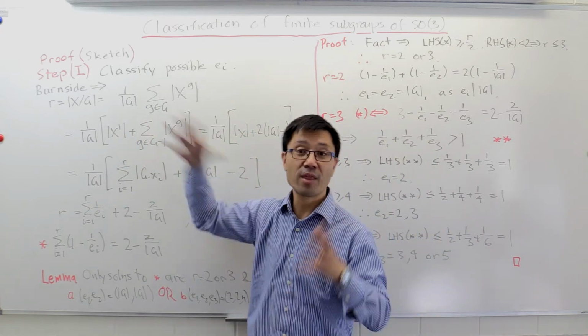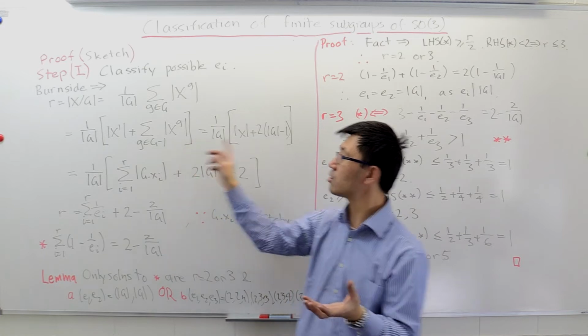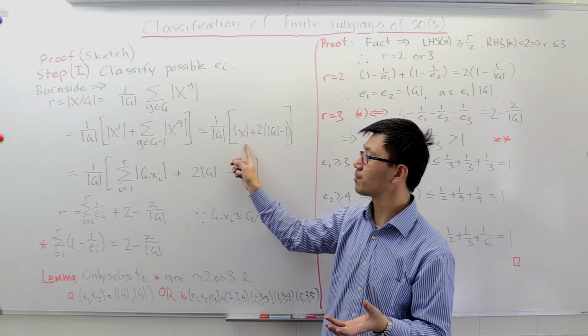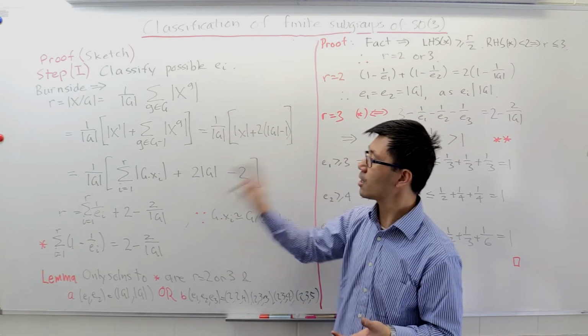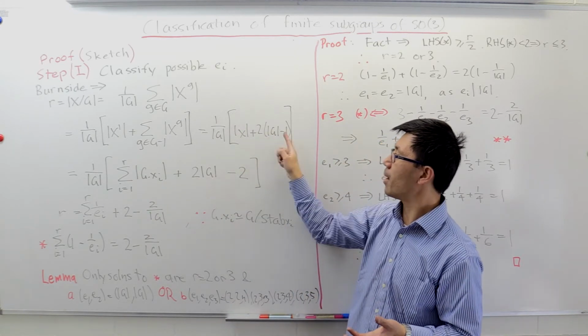This here, what's fixed by the identity rotation, or just the identity map? Of course, it's the whole set of poles. Okay, so it's all of X. So let's rewrite this on this next line here. Here we've just expanded 2 times the order of G minus 2.